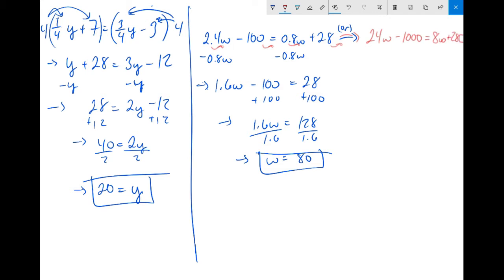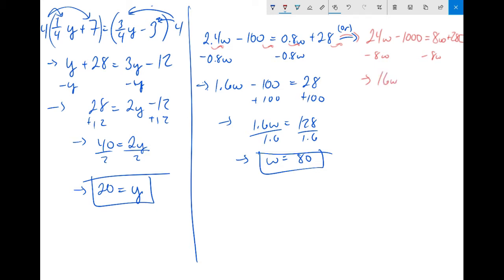And so what happens though is, the numbers become whole, but they also become bigger. So it just depends on what you prefer, because to finish this, the steps are going to look the same. You'd subtract 8w, and you subtract 8w. That's basically just like subtracting 0.8 on both sides.